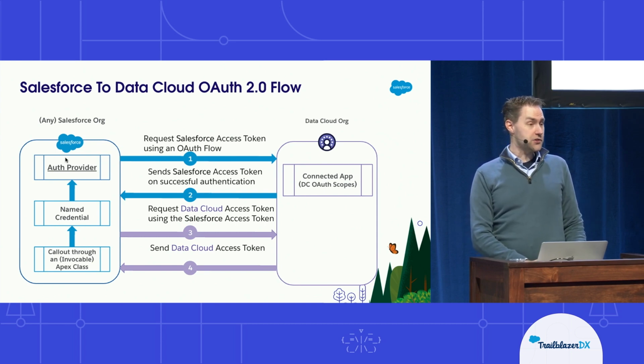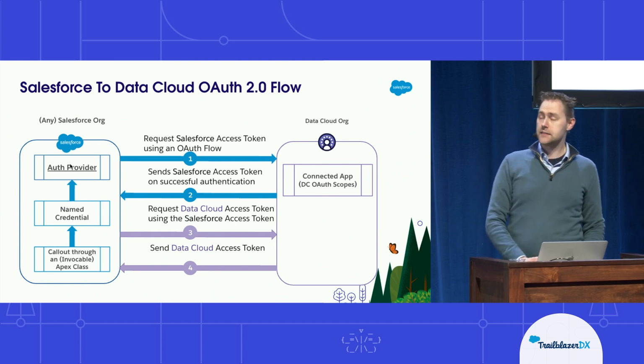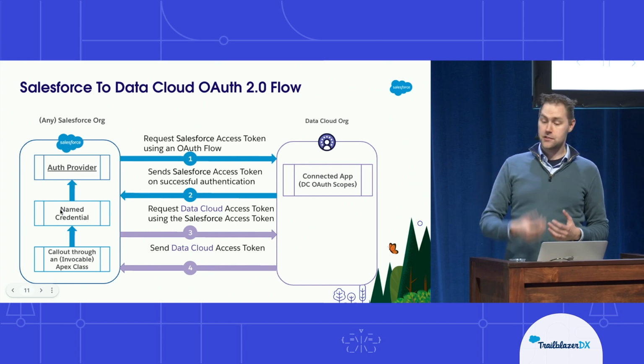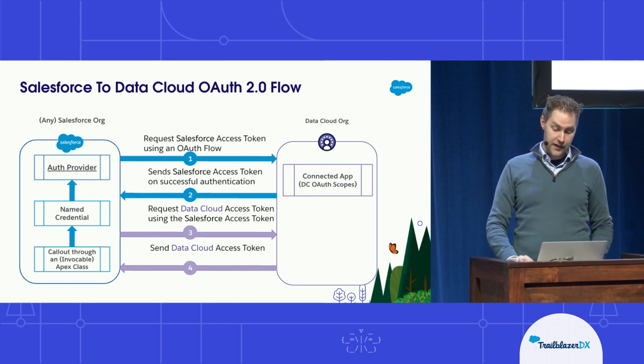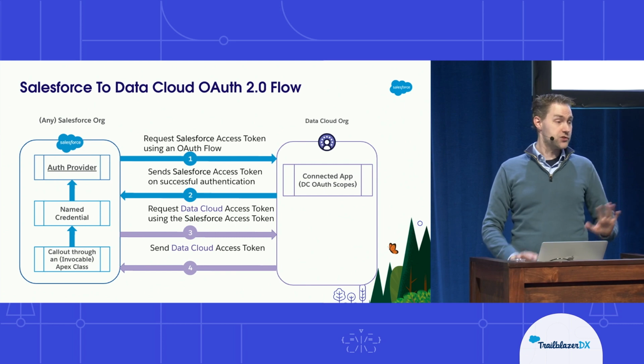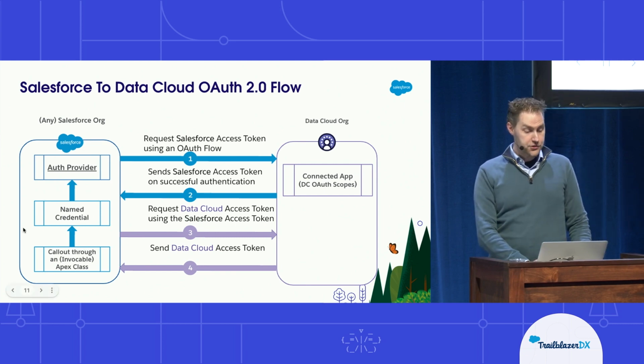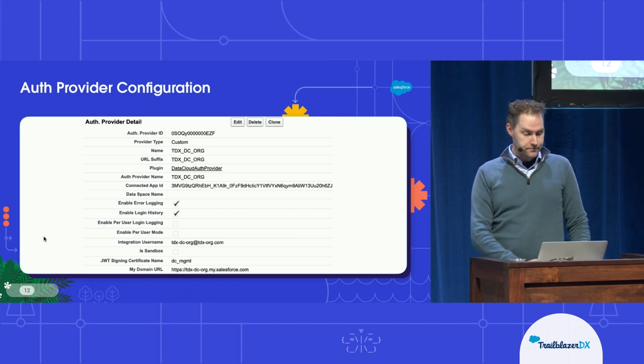So we need to build a custom auth provider that can take care of that, and then we can use the named credential to talk to the auth provider. We stick to the security standards by using named credentials, and we don't have to worry about token storage, etc., all taken care of. So now we can connect. Oh, sorry, we have the auth provider configuration.